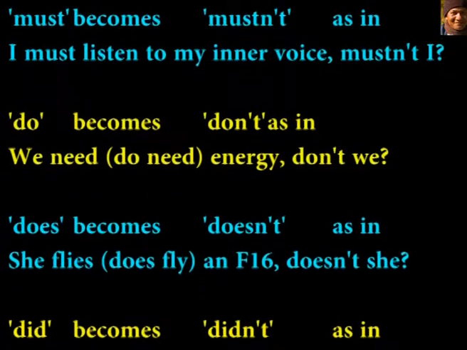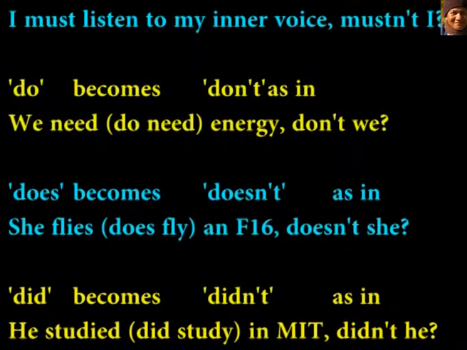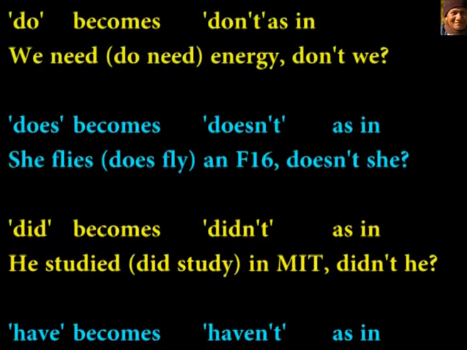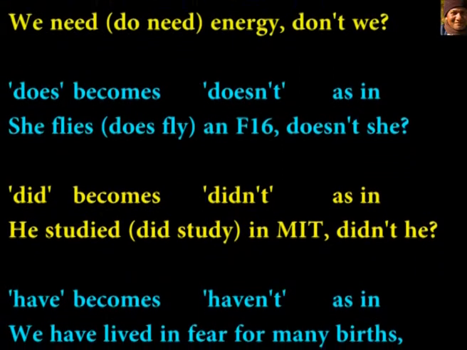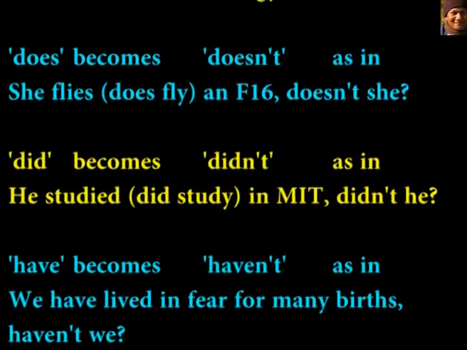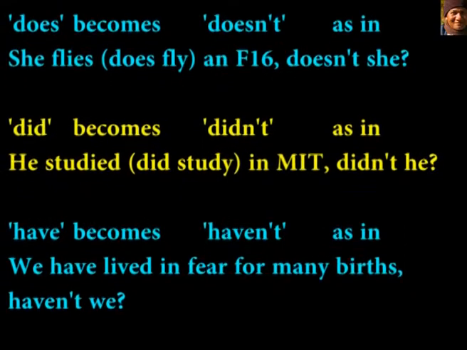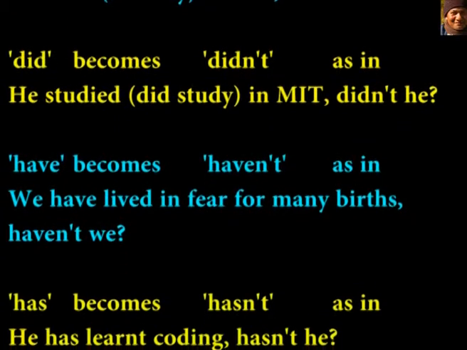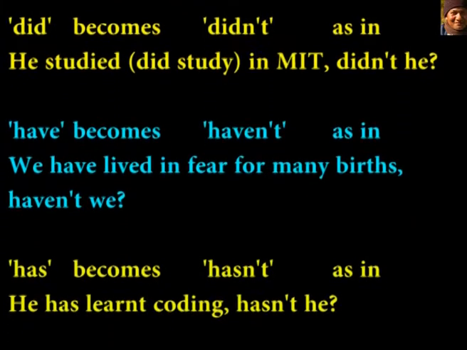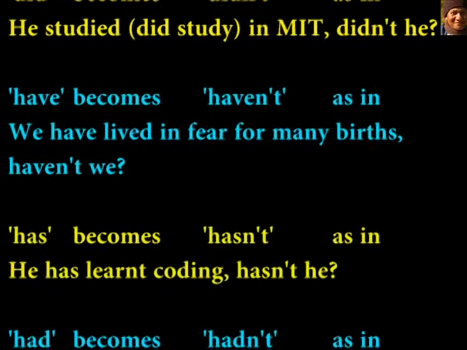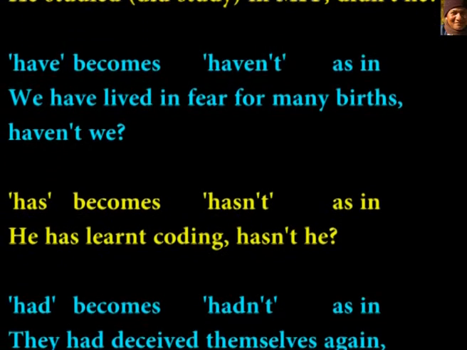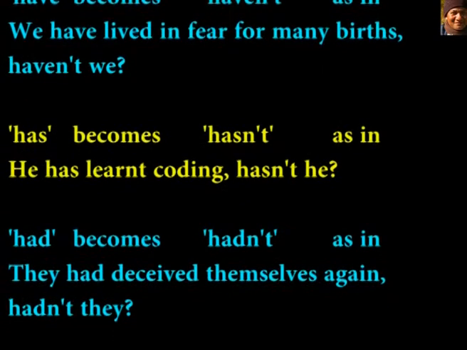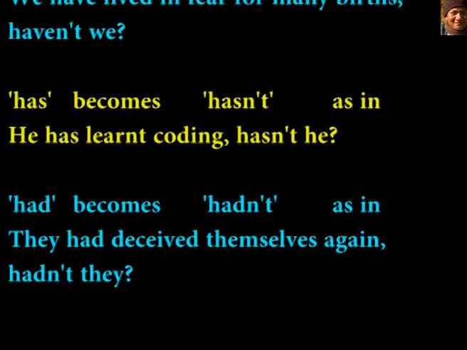Does becomes doesn't, as in she flies F16, doesn't she? Did becomes didn't, as in he studied in MIT, didn't he? Have becomes haven't, as in we have lived in fear for many births, haven't we? Has becomes hasn't, as in he has learned coding, hasn't he? Had becomes hadn't, as in they had deceived themselves again, hadn't they?